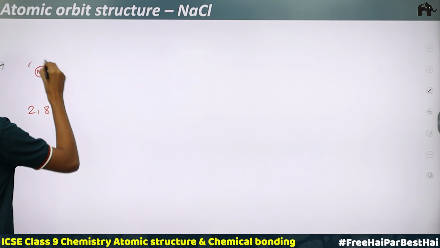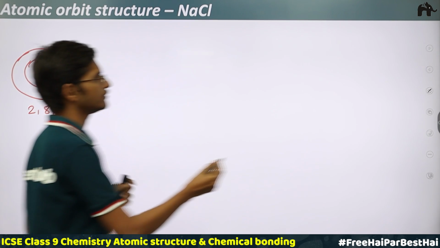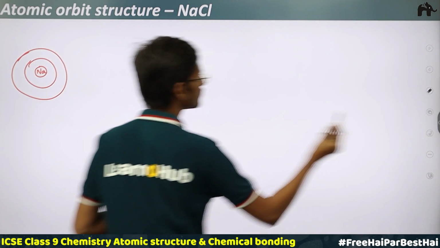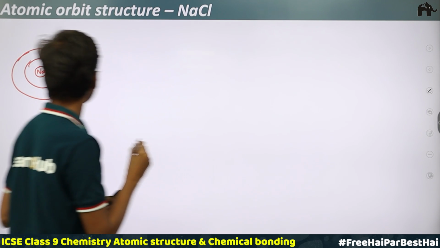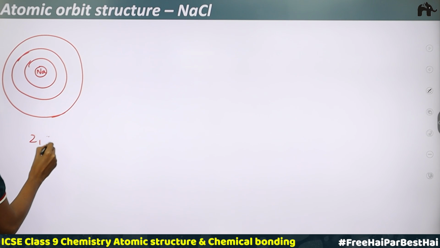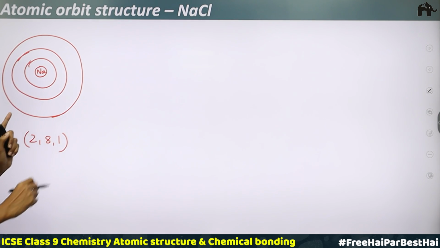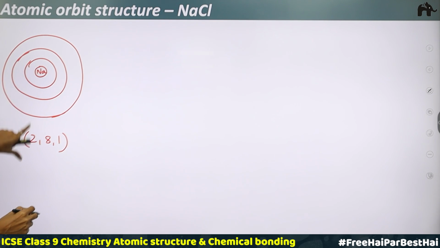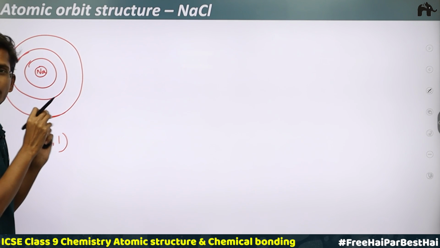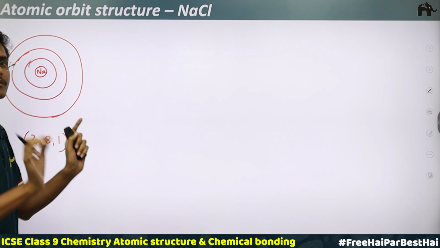So this is the first shell, this is the second shell. I will just erase it and write it slightly downwards. Okay, this is the third shell. Here I will write the electronic configuration 2, 8, 1 for sodium. Now you need to show the electrons here in this atomic orbit structure.